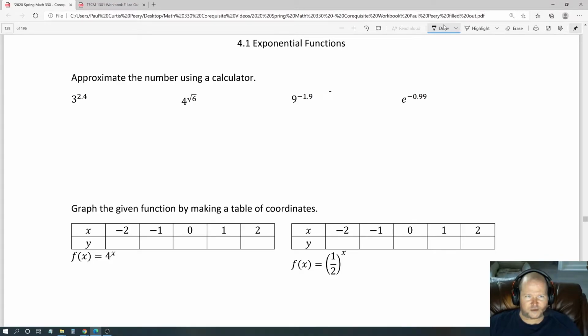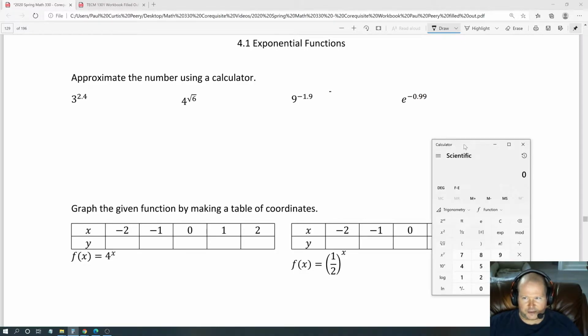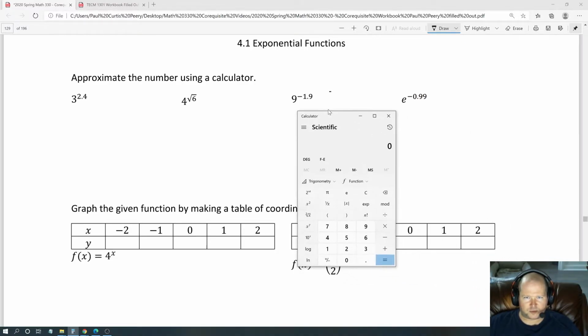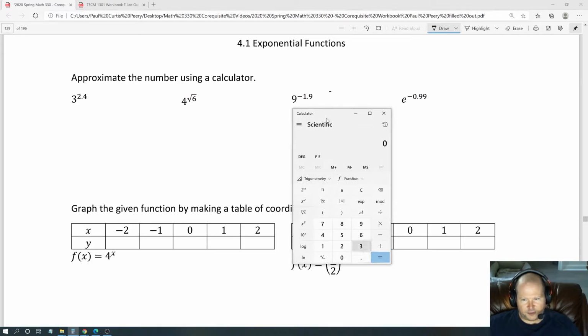4.1 exponential functions. Approximate the number using a calculator. All right, so let's try using a calculator here. This is the one that comes with Windows. Okay, so I put something like 3 to the 2.4 power equals, looks like it's 13.9666, so I'm just going to do 13.97.